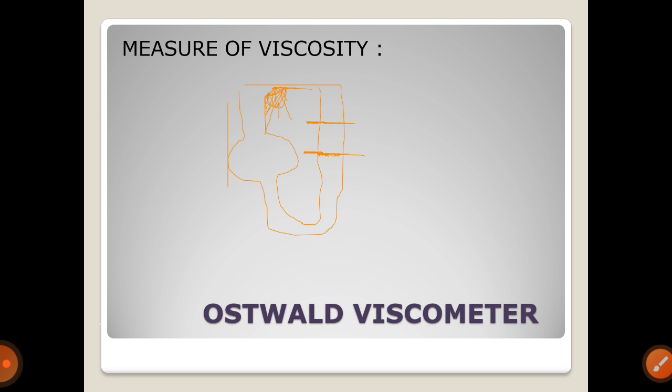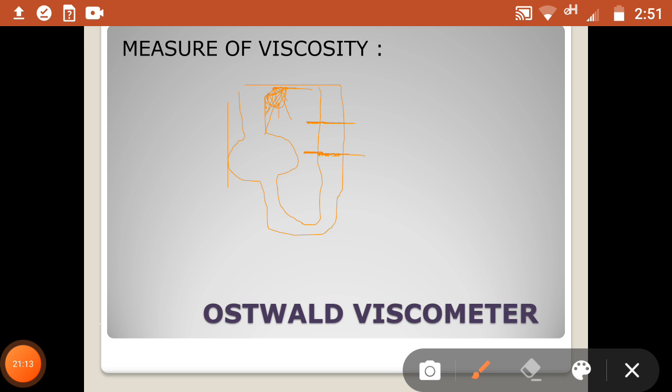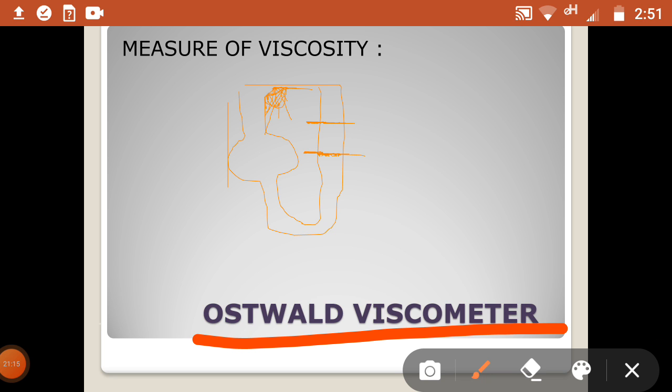How can we measure this viscosity? According to the most important and most useful apparatus mentioned, the Ostwald viscometer. This is the Ostwald viscometer. Don't be confused by this. It has two bulbs.